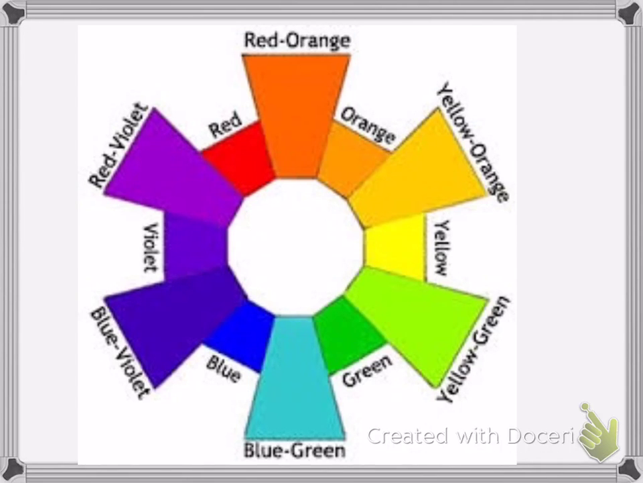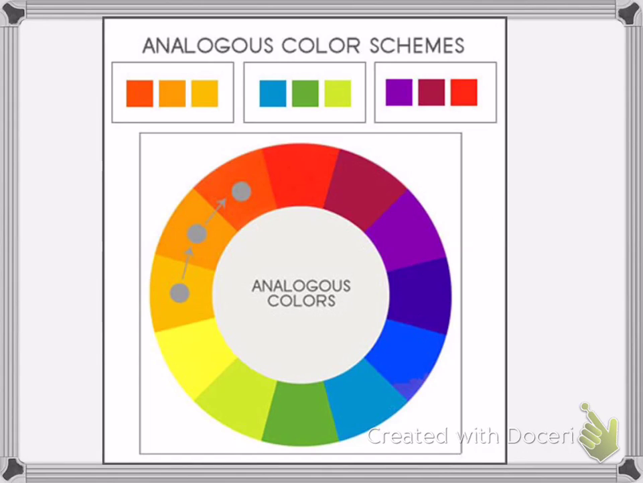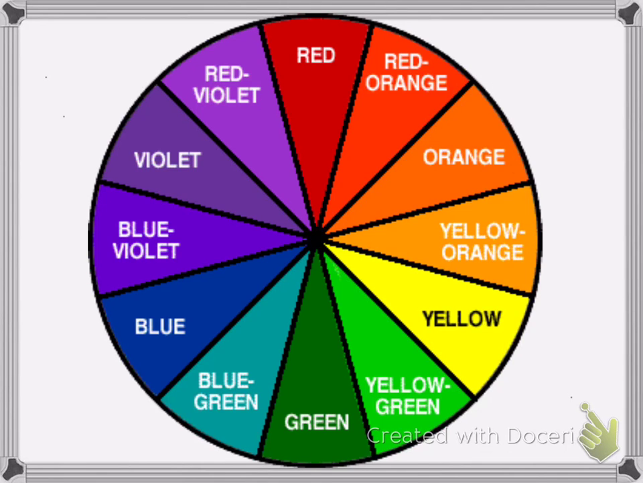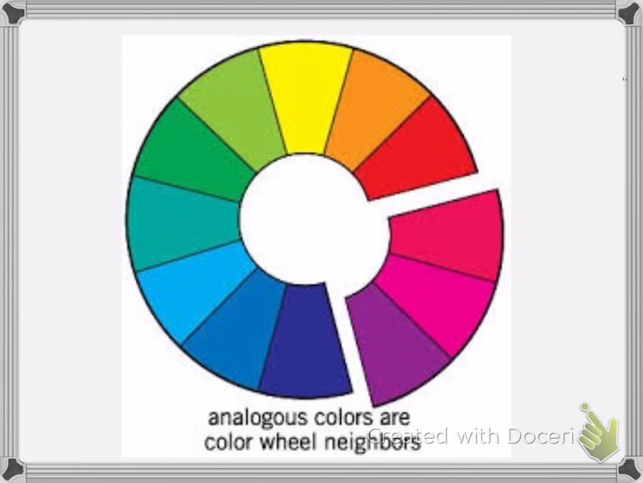Now we're going to be talking about analogous color schemes. So one of the ways that artists can use a color wheel is to find color schemes. In 2nd grade, we talked about warm colors versus cool colors. Now we're going to be talking about a different type of color scheme, analogous. So if you look at the color wheel, analogous colors are basically next door neighbor colors. They're colors that are located next to each other on the color wheel.